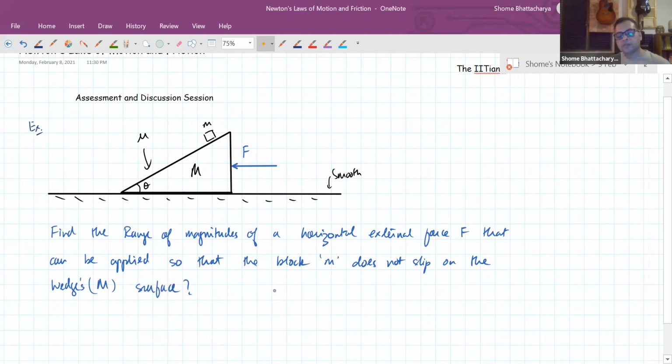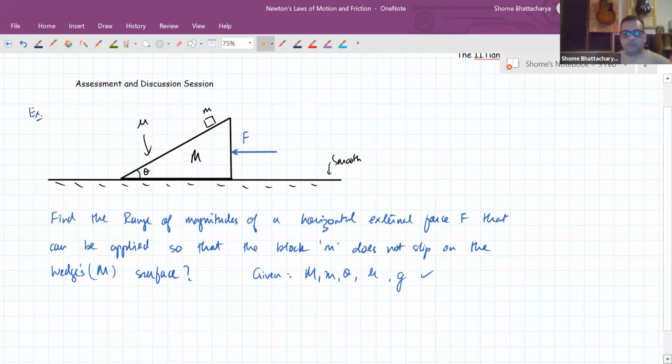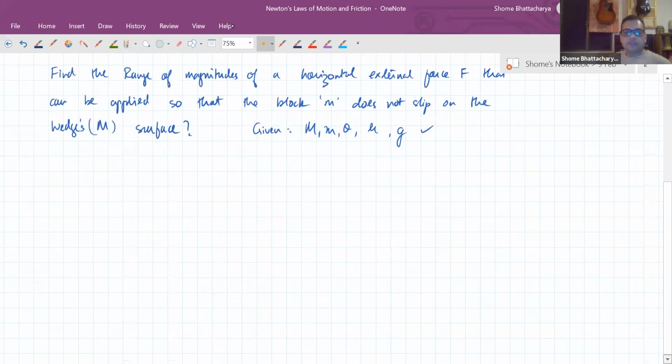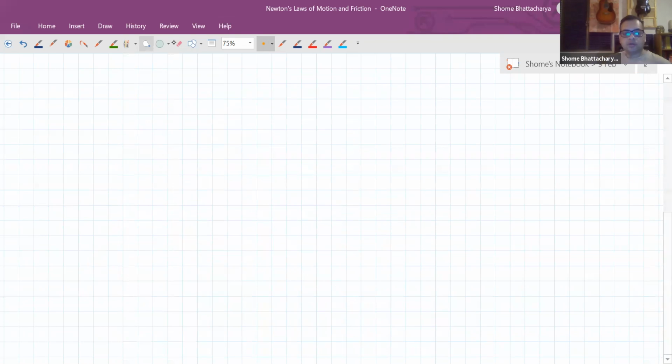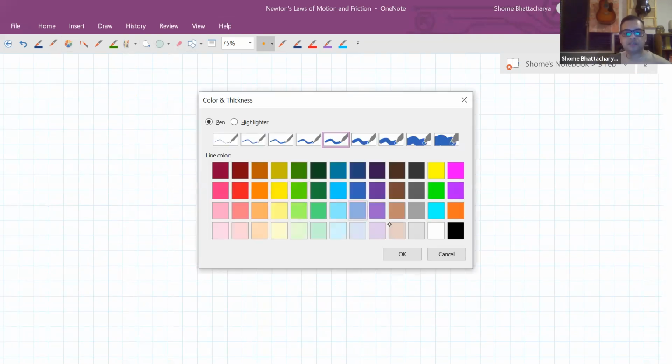Okay. So let's say that we are given the values of capital M, small m, theta, the coefficient of friction mu, and of course acceleration due to gravity, and we have to find this range of force. So these quantities are given to us. Okay. So now it again comes down to understanding the free body diagram of the smaller block in the non-inertial frame of the wedge and applying the condition that the block should not slip.